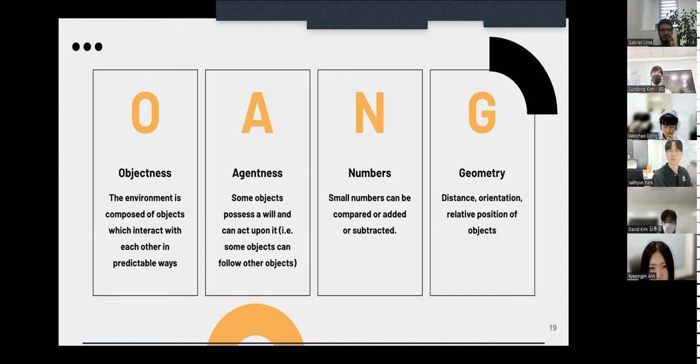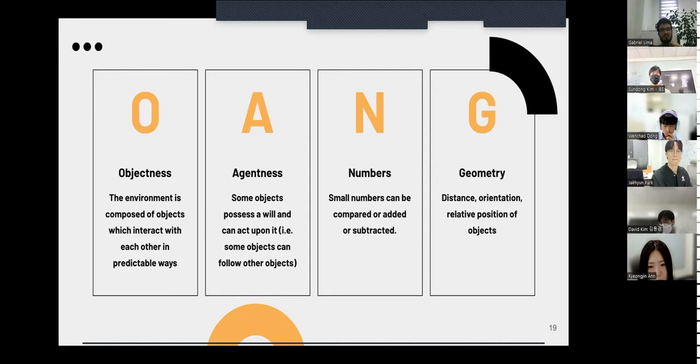Lastly is geometry. We understand that you can take an object and rotate it or flip it and it remains the same object. So these are the 4 priors that all humans inherently have. And we want our AI agent to understand these 4 priors as well.